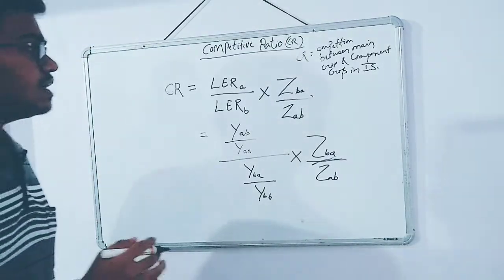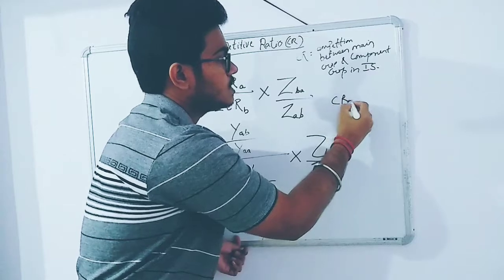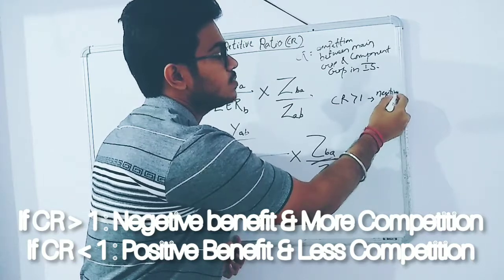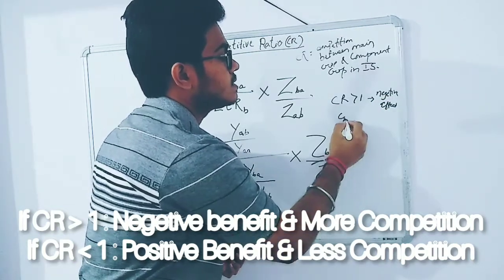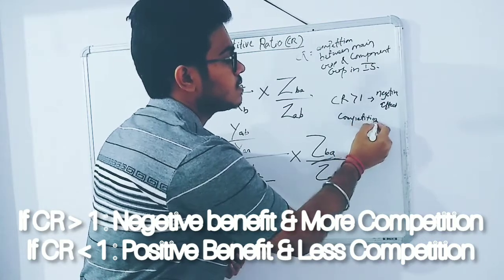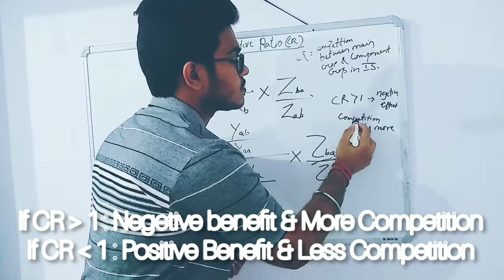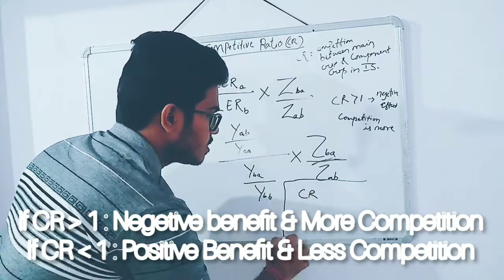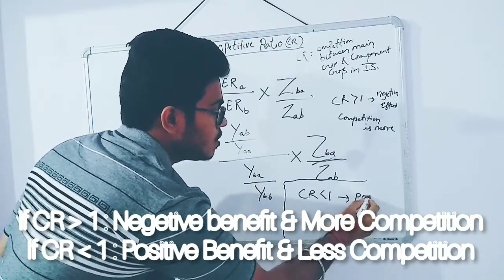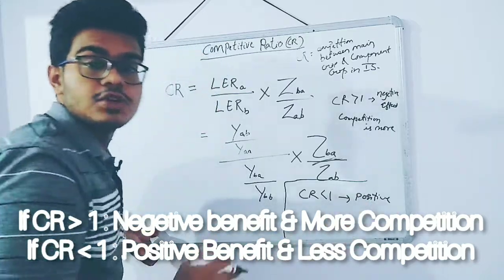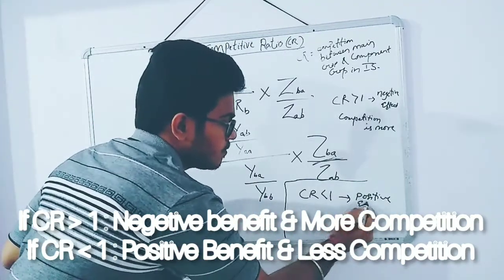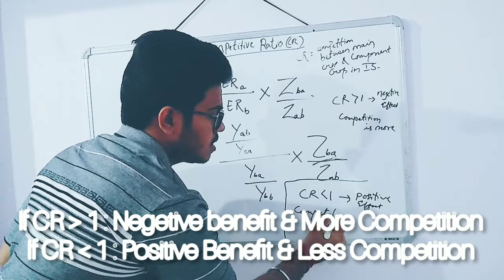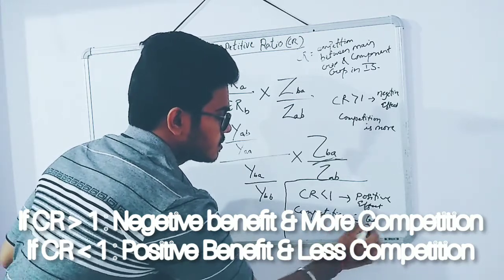If the competitive ratio is greater than 1, then we can say it has a negative impact, a negative effect, that is the competition is more. If we get that the CR is less than 1, we can say it has a positive effect, that is our plan of intercropping is being successful. Positive effect or positive benefit, you can say that the competition is less.